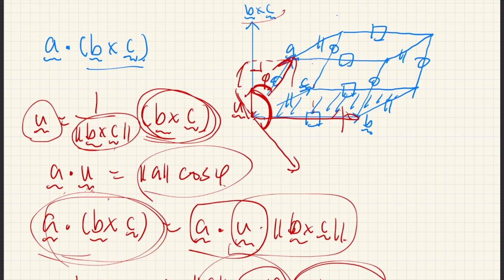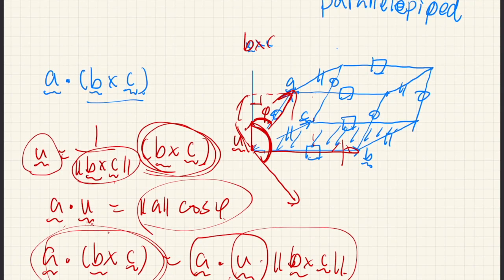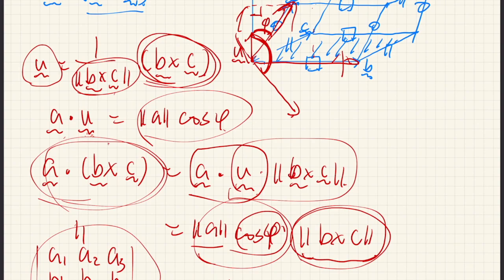It can be negative. The sign represents the relative orientation between this cross product of B and C and A. If they are pointing more or less in the same direction, then it's positive. If they are pointing more or less in opposite directions, meaning the angle between them is greater than pi half, then it's negative. Okay, so that's the geometric meaning of the triple product.